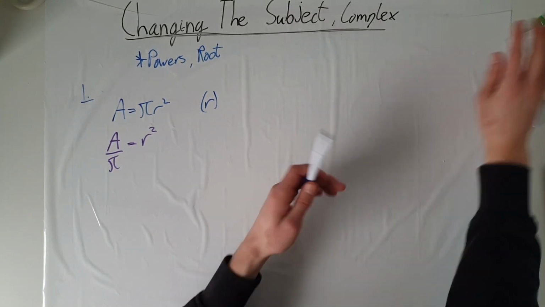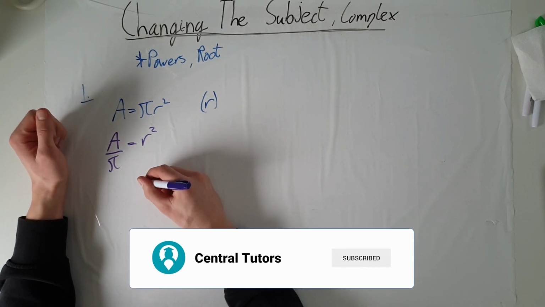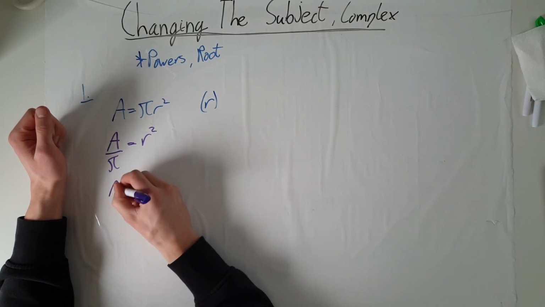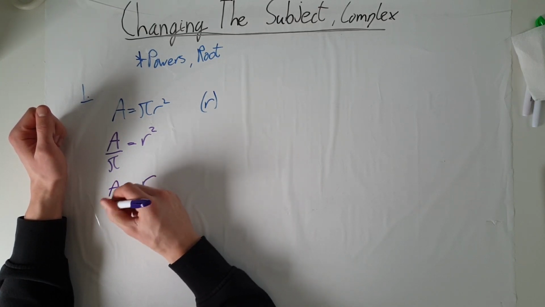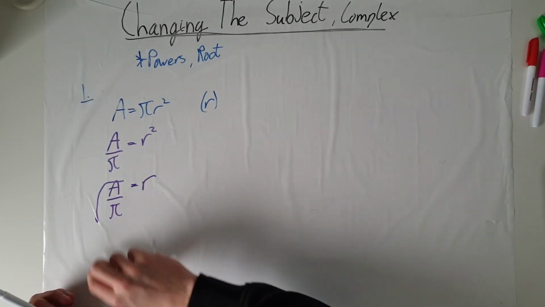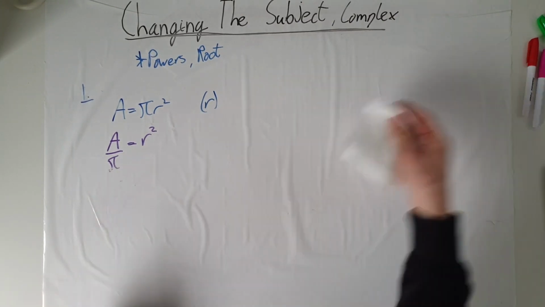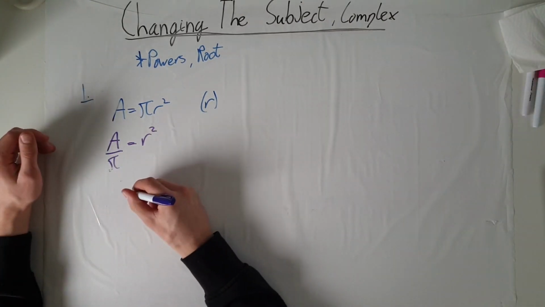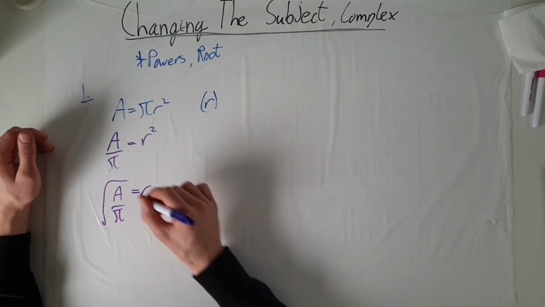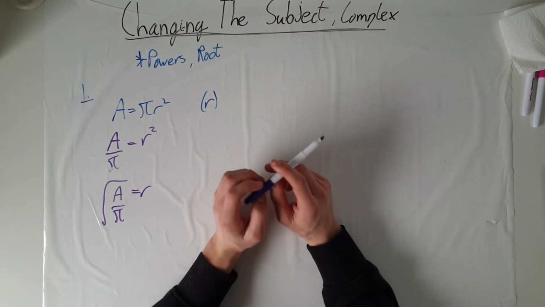So doing that, taking the square root of both sides, it cancels, so it's just R here, and then it's A over pi all in the square root. Kind of a bad square root, but so we get R is equal to A over pi all in the square root. And that will be our final answer. R is now the subject of the formula.